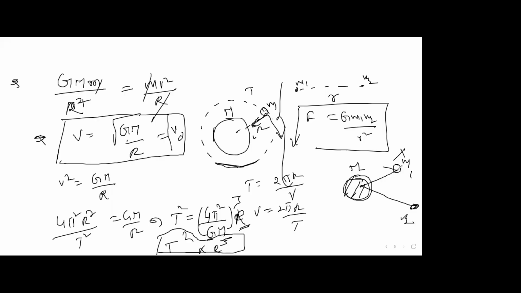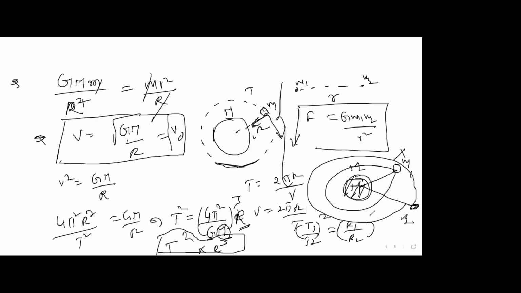So if its time period of revolution is T1, and the other's time period of revolution is T2, when I compare T1 by T2, why? Because here M is constant, and moreover this M is not the mass of the satellite, but the mass of the main one around whom they are revolving. So you can directly write T1 by T2 whole square is equal to R1 by R2 whole cube. Okay, this is one point.